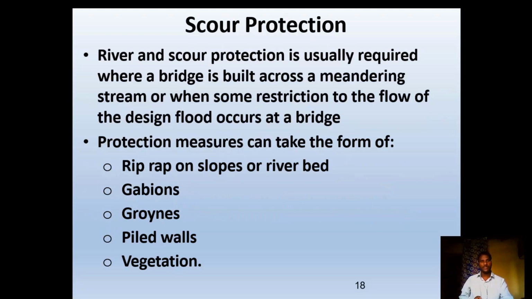Scour protection. River and scour protection is usually required where a bridge is built across a meandering stream, or when some restriction to the flow of the design flood occurs at the bridge. Protection measures can take the form of riprap on slopes or riverbed, gabions, groins, pile walls, vegetation.